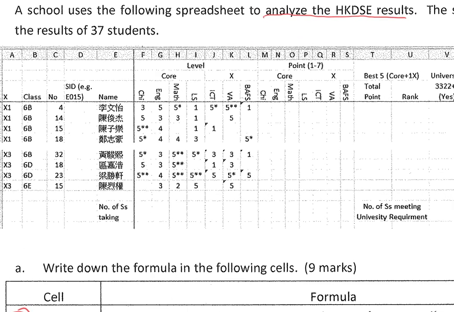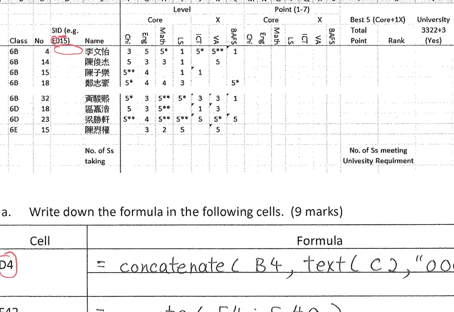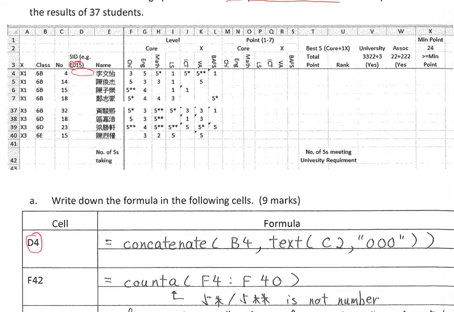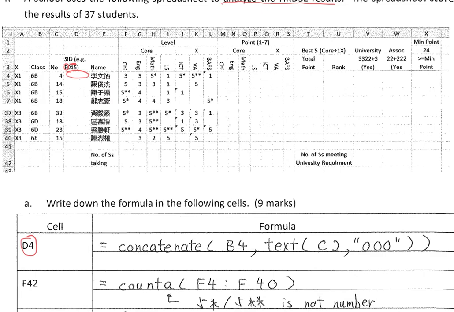D4 is about the SID, the student ID of the student. It is combined by the class name and then the class number, and the class number should have 3 characters. So you can see here, it will try to concatenate the B4.